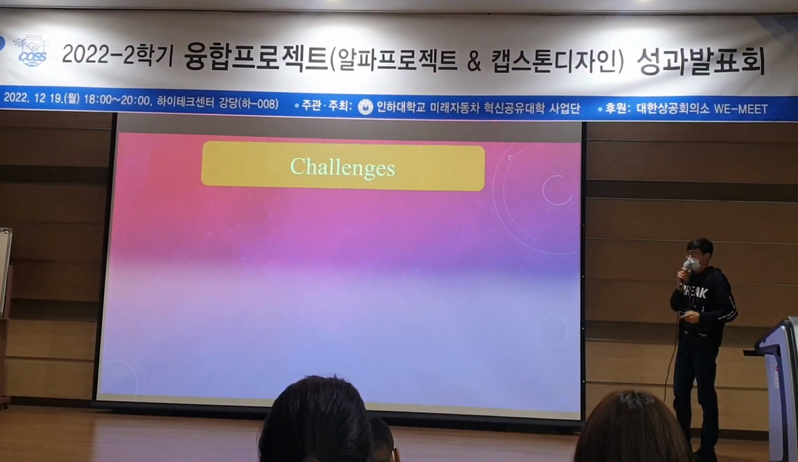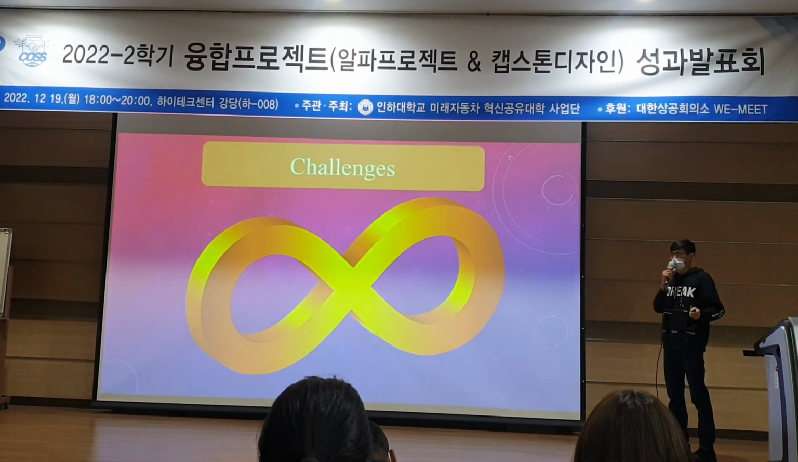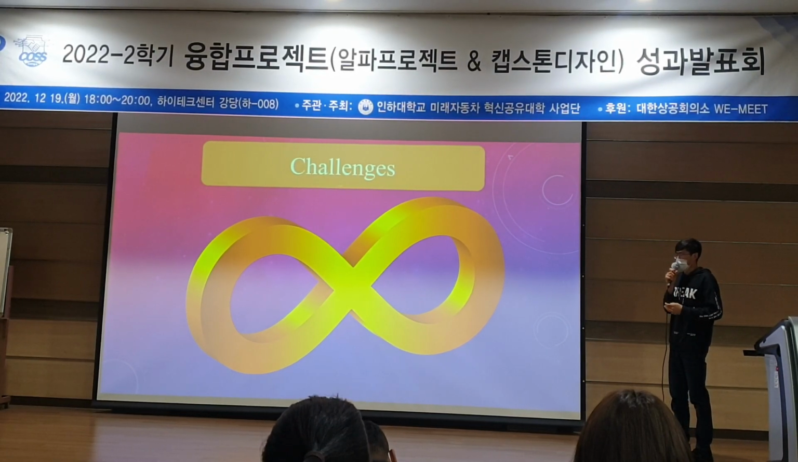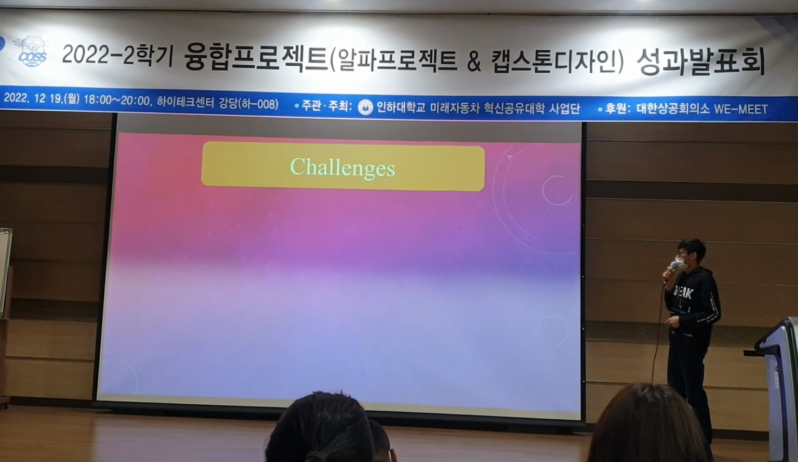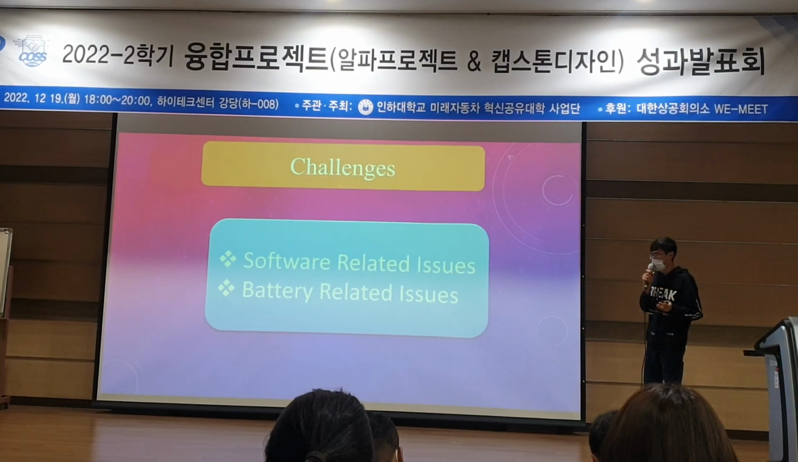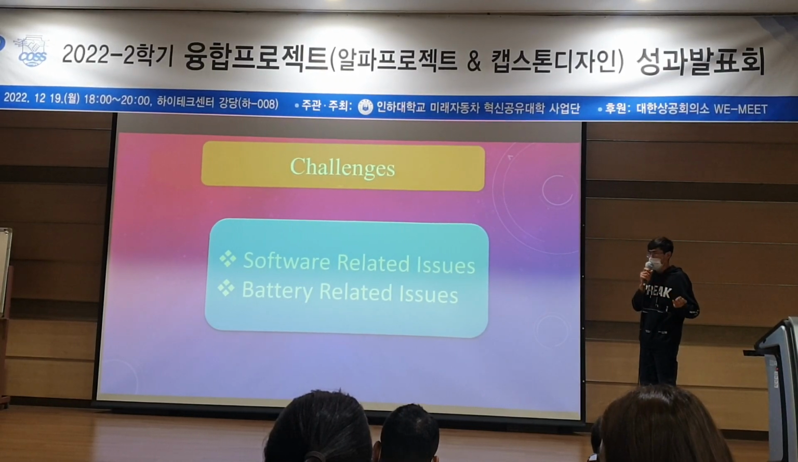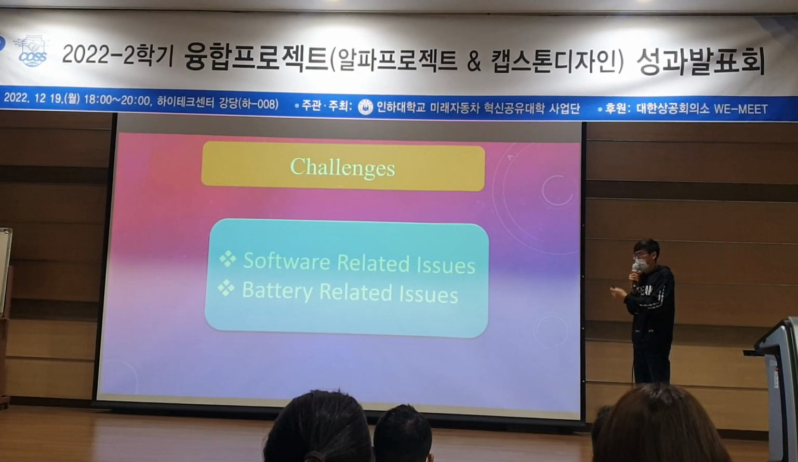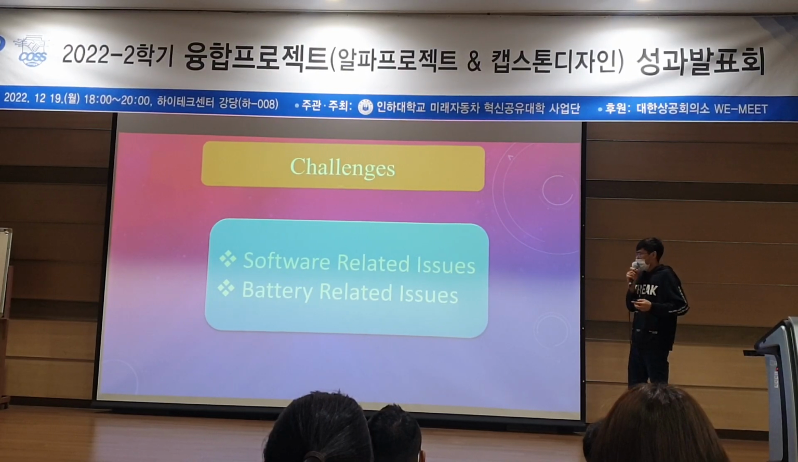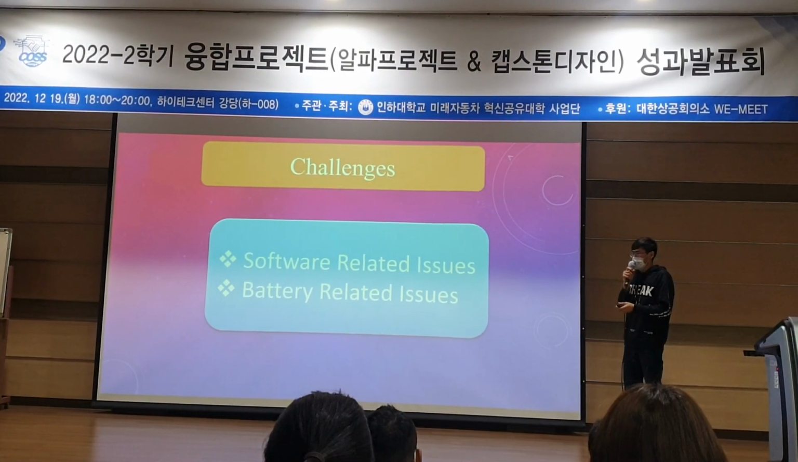When it comes to challenges, we felt like we were in a loop of challenges: when we deal with one problem, we're going to have 20 more problems. Most of them are software related issues because of dependencies or Python libraries. If we install a library, it may not suit Python or another programming language. Then there are battery related issues. When we do implementation, we run out of battery so fast, and we have to wait at least 5 hours to test our project again.